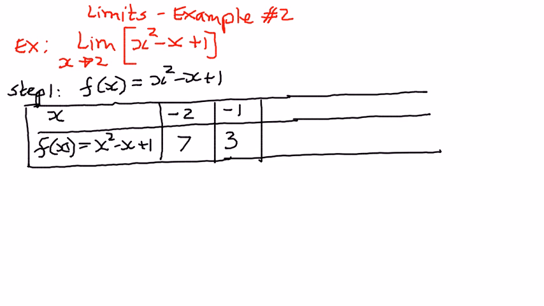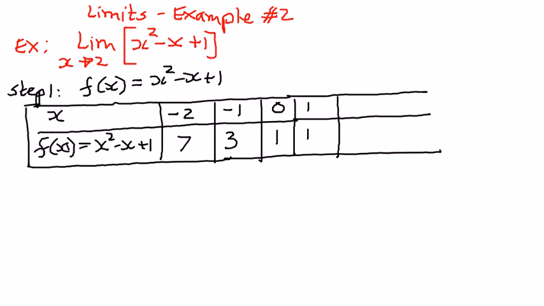-1 raised to the power of 2 minus of -1 plus 1. When we simplify the math, that is going to come out as equal to 3. When we substitute the value of x equal to 0, the value of the function is going to come out as 1. 0 squared minus 0 plus 1 equals 1. So when we substitute the value of x as equal to 1, the value of the function is going to be equal to 1, like that.